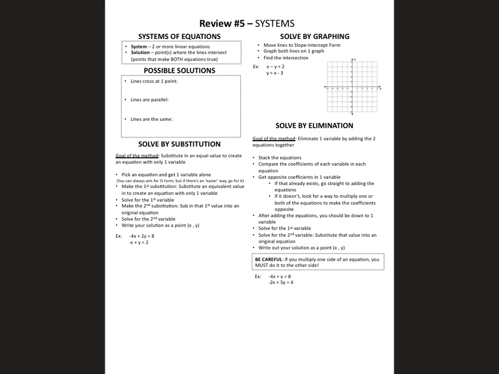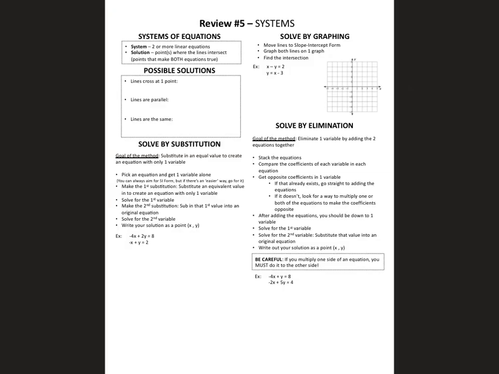This review is on systems of equations. A system of equations is anytime you have two or more lines. Typically, it's two lines for what we work with. The solution to the system is the point where the lines intersect, or another way to think of it is the points that make both equations true.